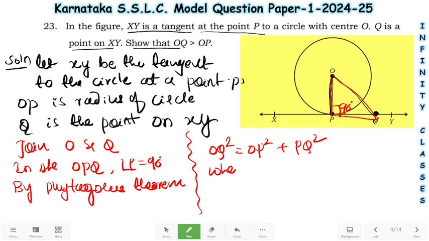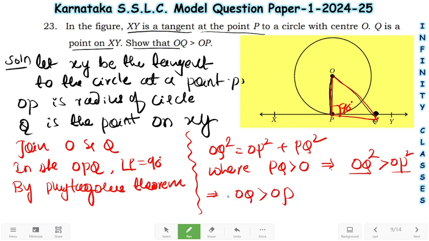Where PQ is greater than 0, this implies OQ square is greater than OP square. Therefore, if OQ square is greater than OP square, then OQ is greater than OP. See here, this is the radius. Assume that it is 3, then here is also radius, so it is the extension here. Suppose if it is 2, 3 plus 2 is 5. This 5 is greater than 3.